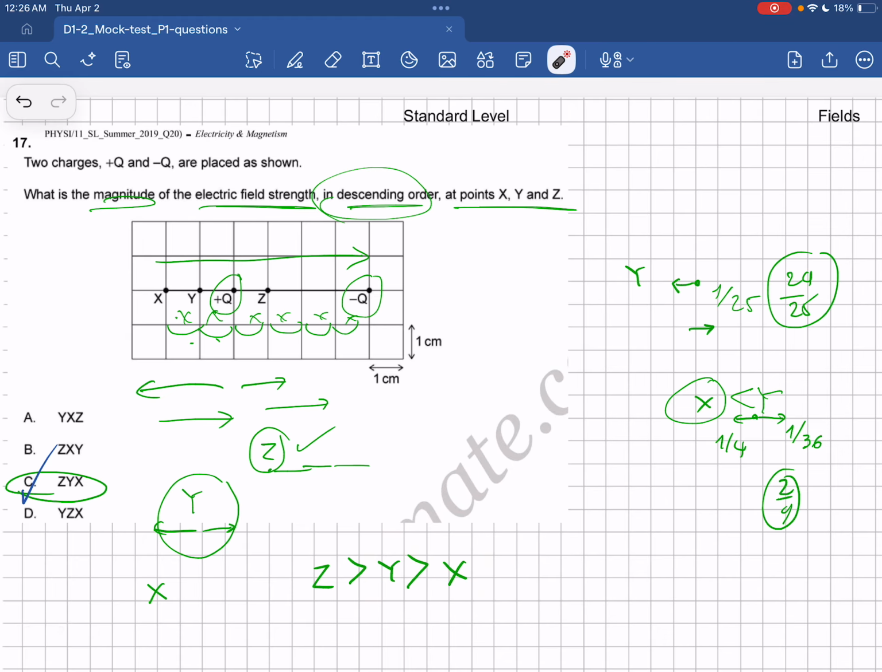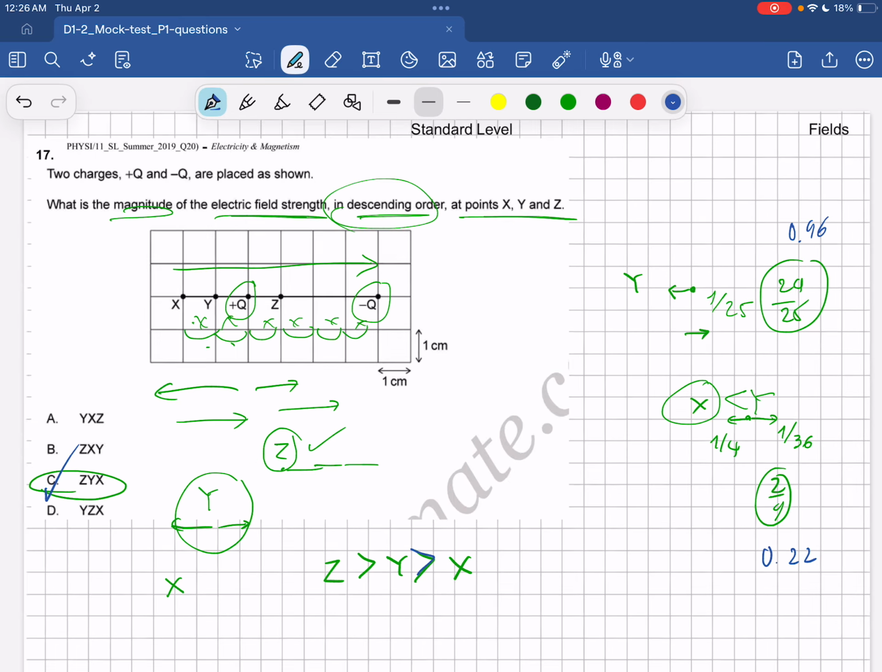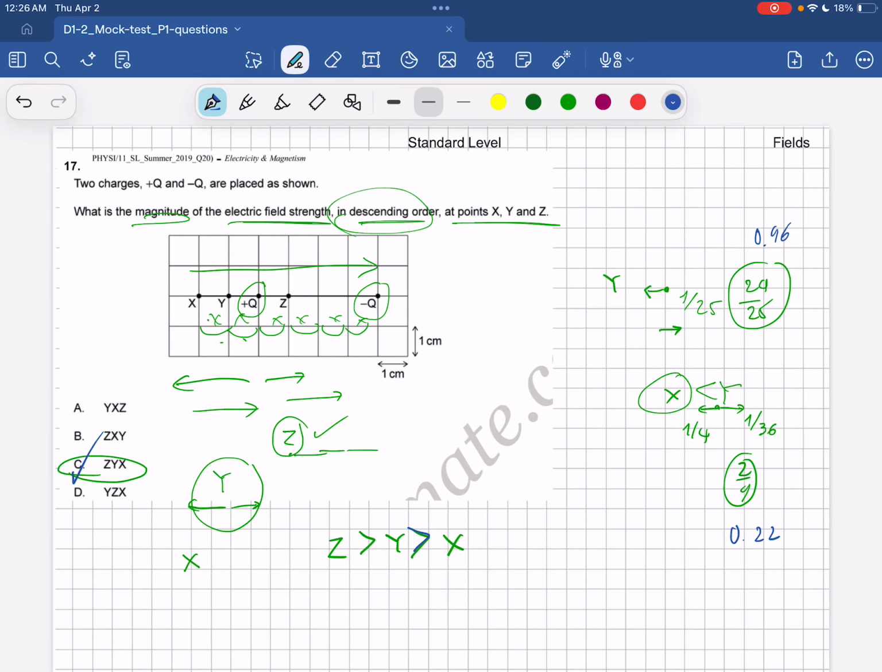We can just use the calculator. 24 divided by 25 is around 0.96, and then 2 divided by 9 is around 0.22. So Y is basically greater than X. Yeah, so that's ZYX. So this is the one, ZYX.